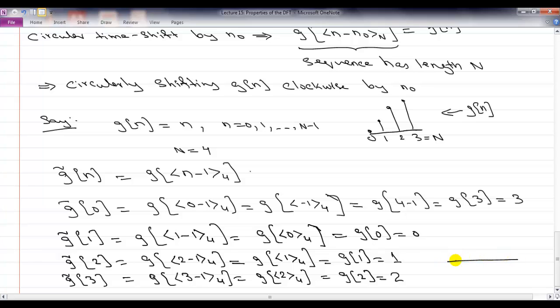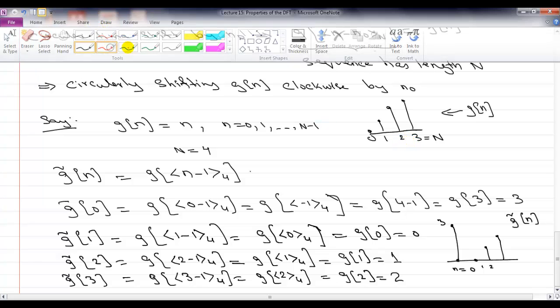So the new sequence I get is, first of all, the same length. Circular shifting gives you the same length sequence. At n equal to 0, I get the value 3. At n equal to 1, I get 0. At n equal to 2, I get 1. At n equal to 3, I get 2. Okay. So if you compare G tilde n, which is the circular shift by 1, and Gn, what do you see?